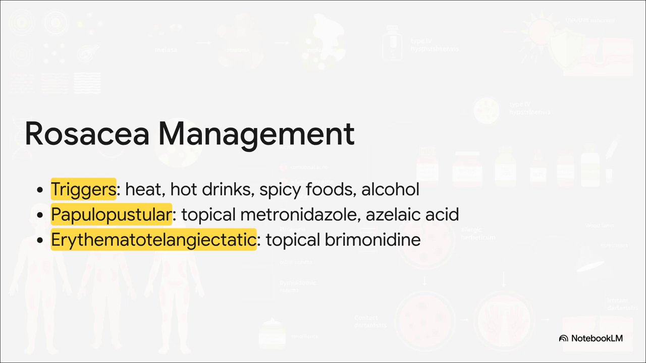But if your patient presents with the erythematotelangiectatic type, where flushing and telangiectasias are the main issue, you treat that specifically with topical brimonidine. It acts as a vasoconstrictive alpha-2 agonist to calm that redness down.